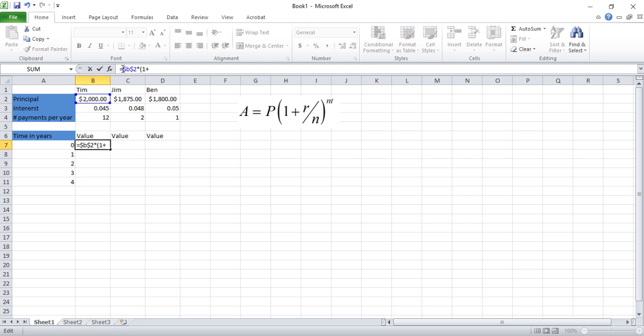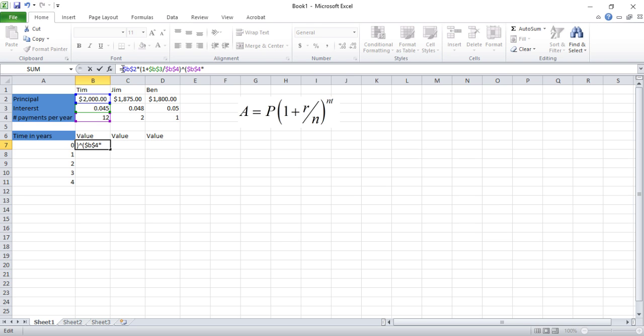So that sets up that part of the cell, my interest rate calculation divided by my number of payments. And then I'm going to put that with a shift 6 to the power of, and now nt. So n, again, is my number of payments per year. So I'm going to go $B$4. Again, the dollar sign makes sure it's always looking at the same cell.